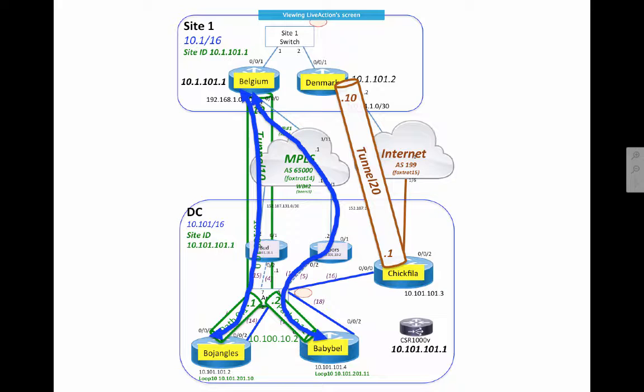What you'll notice is we're going to basically set up as a rail. So when Bojangles is doing a tunnel to Belgium, we're going to go ahead and specifically go over this physical path over Bud.